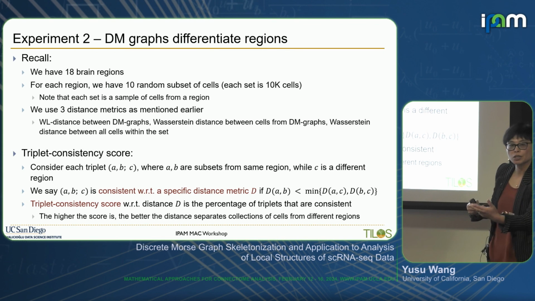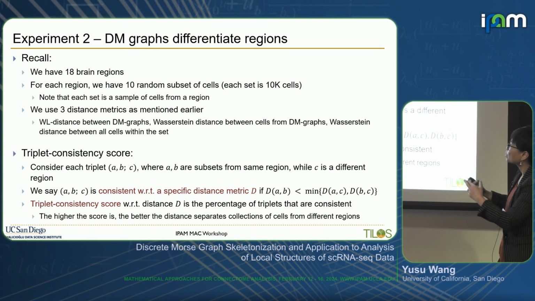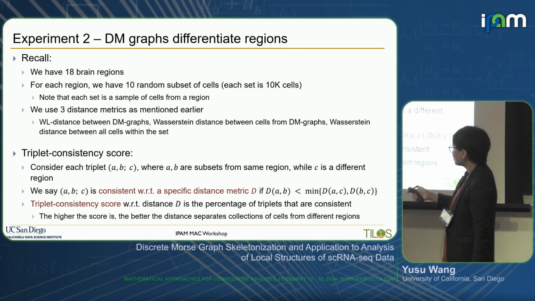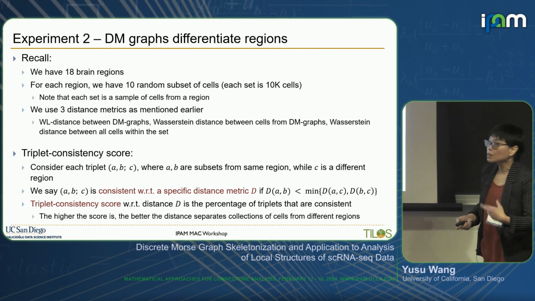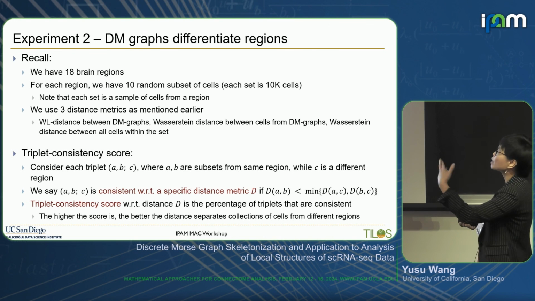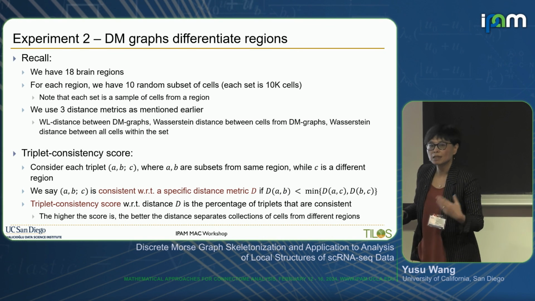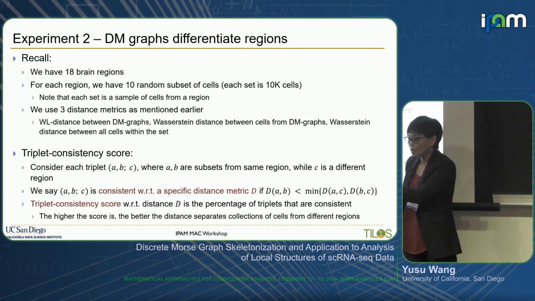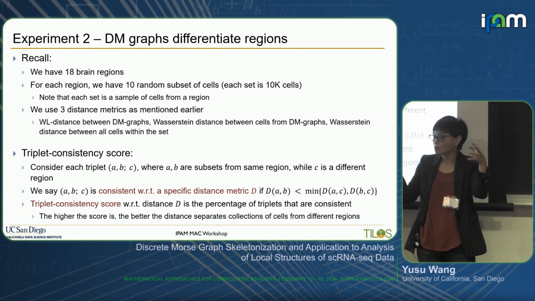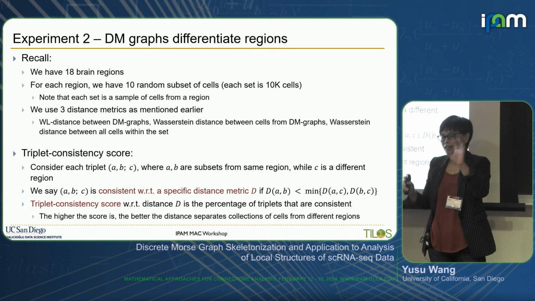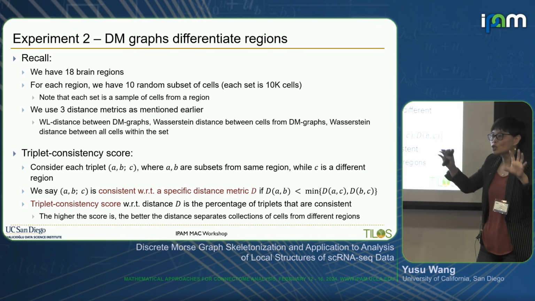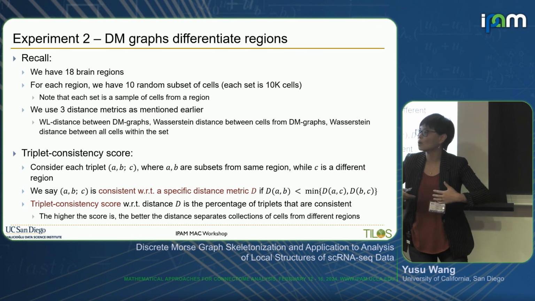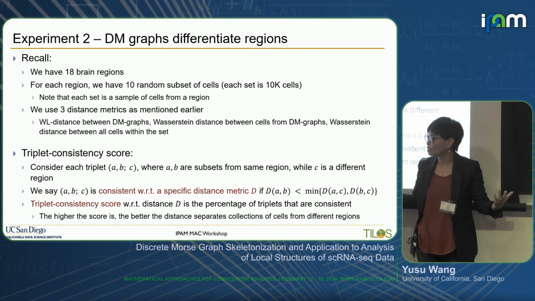Or I can look at the Wasserstein distance, the optimal transport distance, between all the cells in my discrete Morse skeleton. Each of these distance measures gives me a distance matrix, which is 180 by 180. This 180 data set is coming from 18 regions. What you want to see is that data sets coming from the same region are closer to each other than to others.